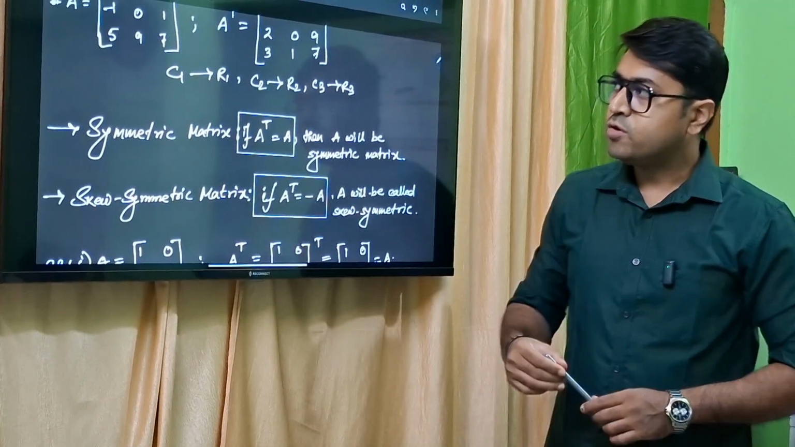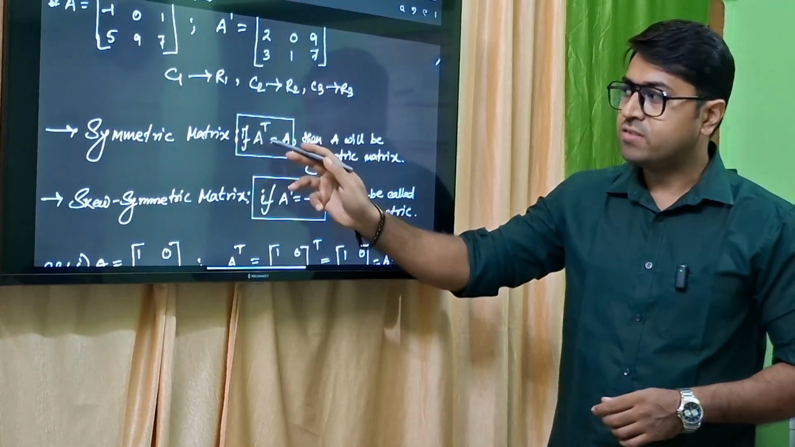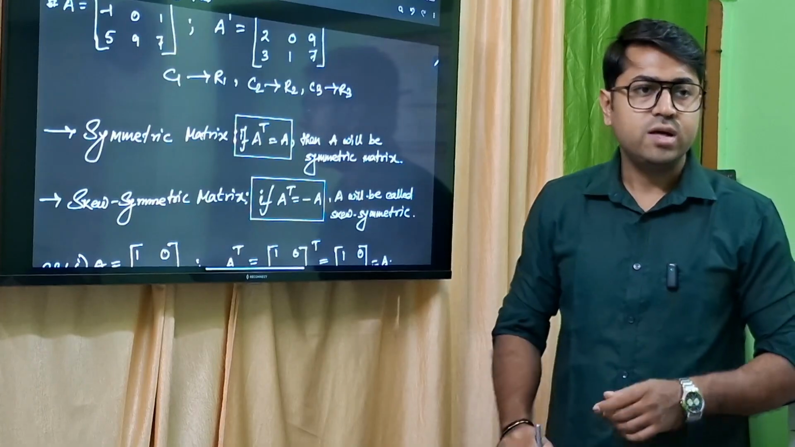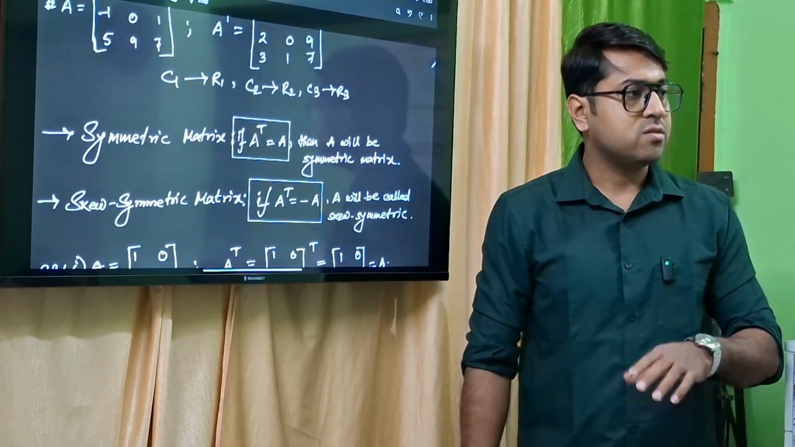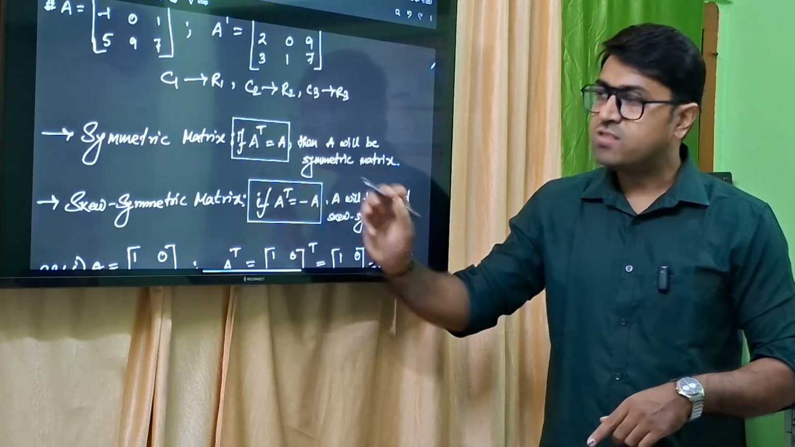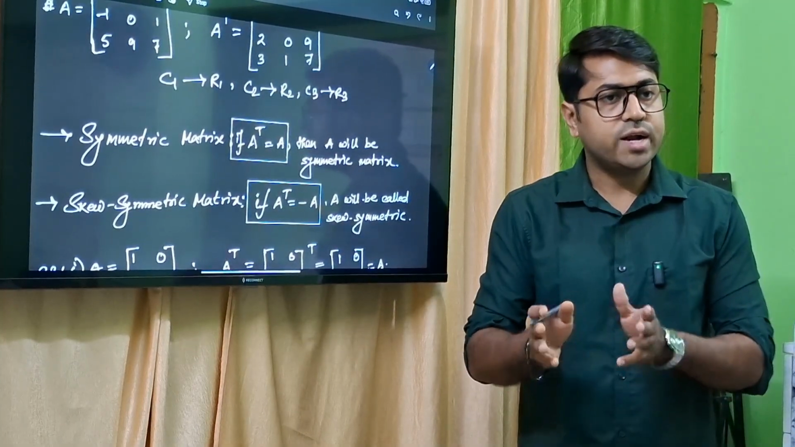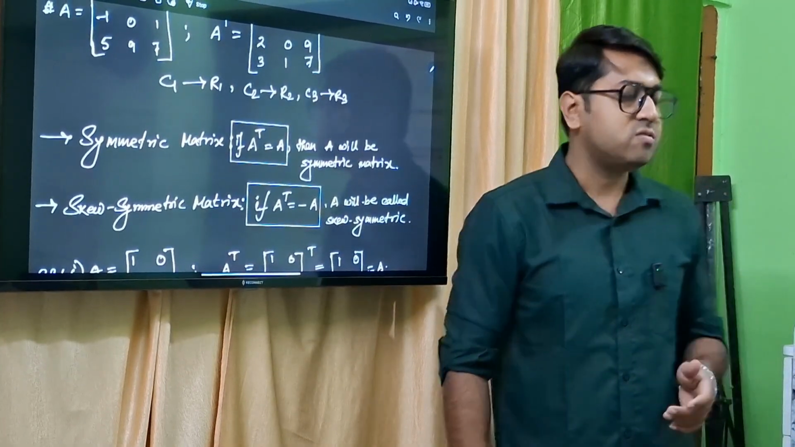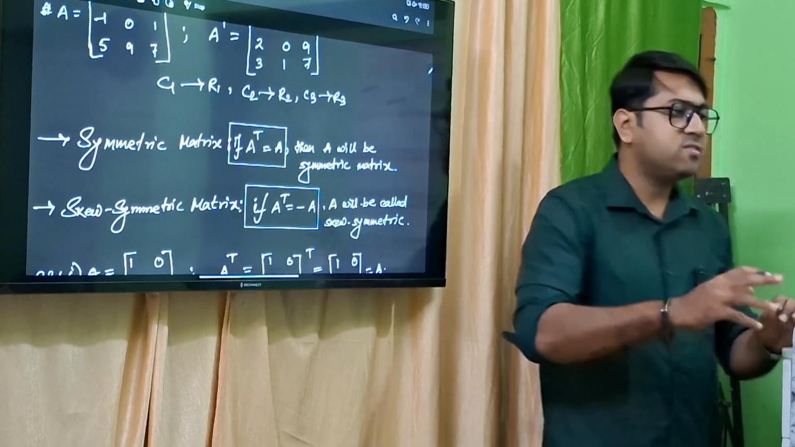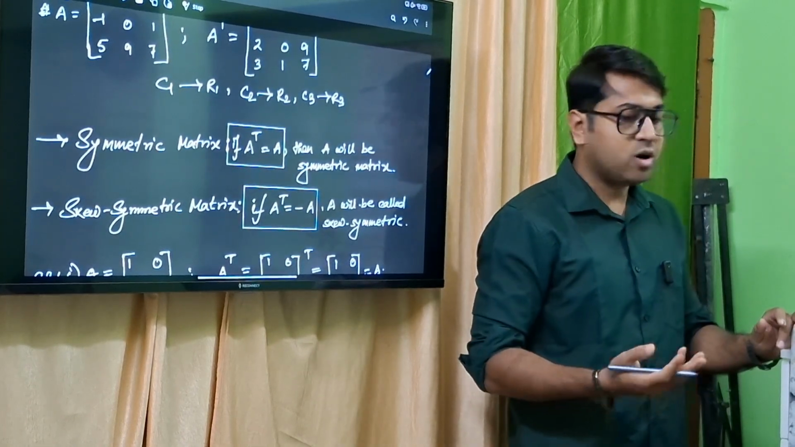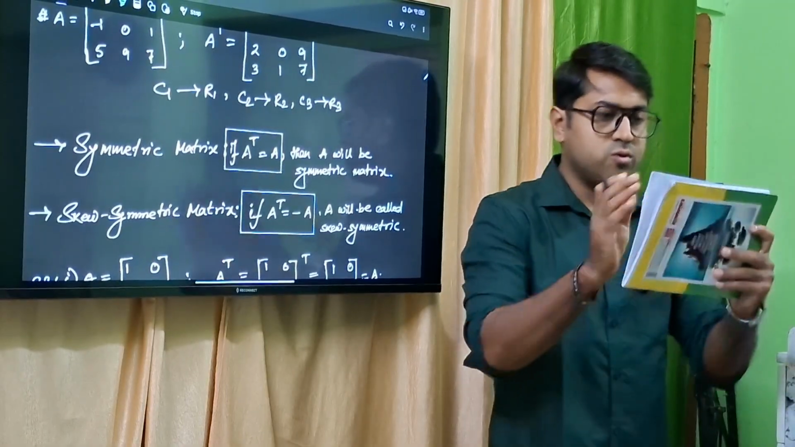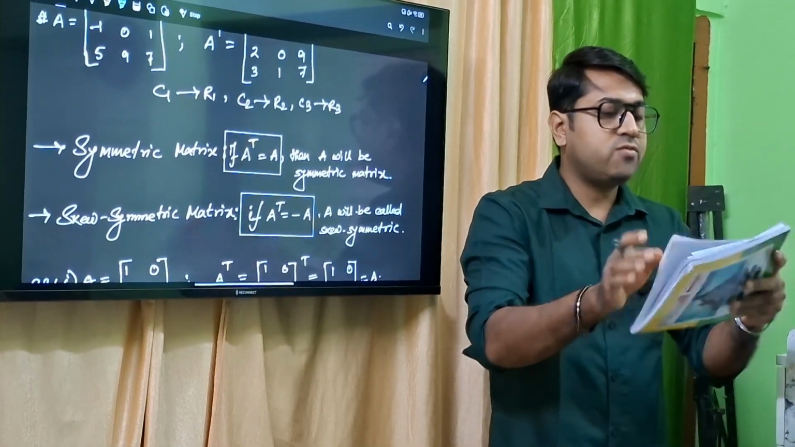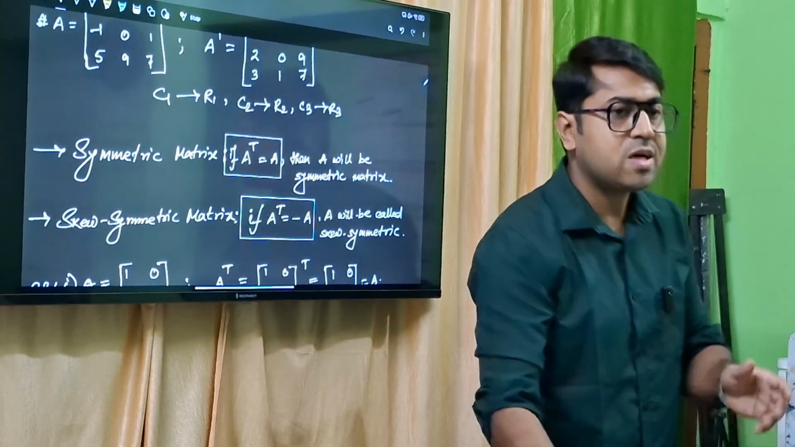A symmetric matrix means if you have taken the transpose of a matrix and you have got the same matrix, then it is called a symmetric matrix. After taking the transpose you are getting the same matrix A, so it is symmetric. Symmetric, as we have seen, applies to lines and objects. For example, if a copy is symmetric with respect to a line, you can fold it from the middle and the parts will match. Symmetric means the same parts.